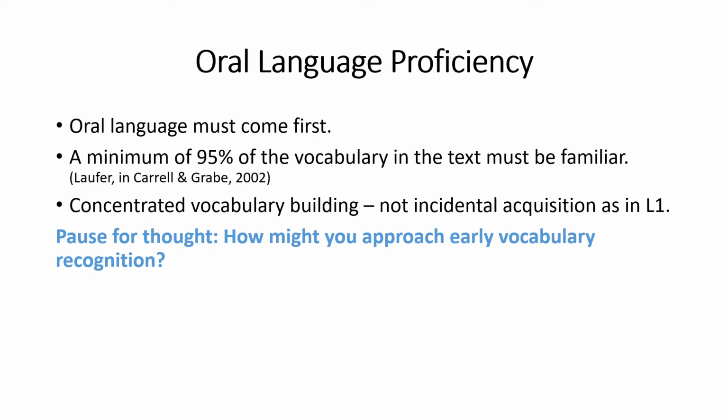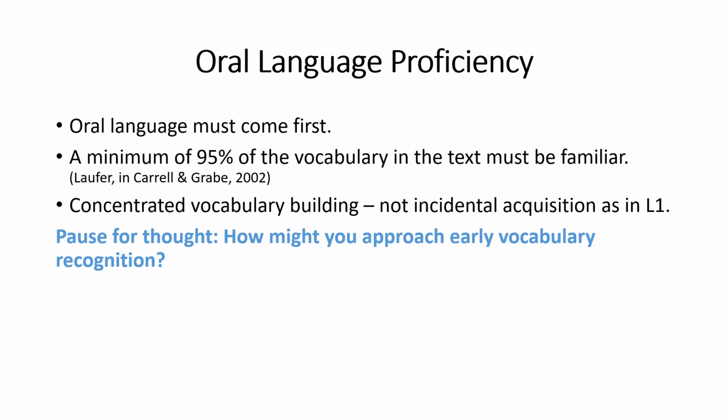So we have to start with oral language proficiency. A learner, especially a very young learner who is starting to learn to read, must be able to speak that language to a certain extent in order to start to learn to read. According to one estimate by Laufer, a minimum of 90% of the vocabulary in the text must be familiar. So this does not allow so many new words at one time.